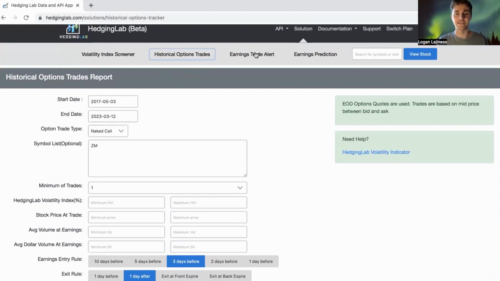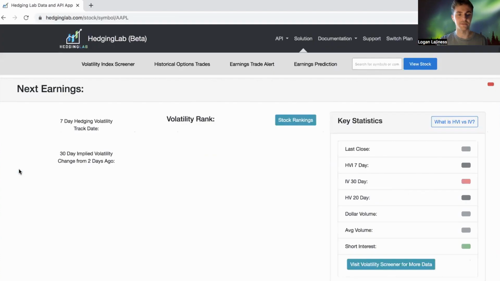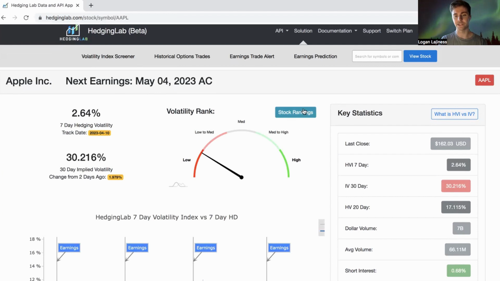Historical options trades. Now, if we hop back over to the volatility index scanner and we click on a stock like Apple, right? Now it'll take us to this. This is one of my favorite charts. This takes me to show you where the next earnings are, May 4th, 2023. In the volatility rank, if we take a look at all the stocks, Apple is relatively low. And that's something you and I know. Apple's such a big stock.